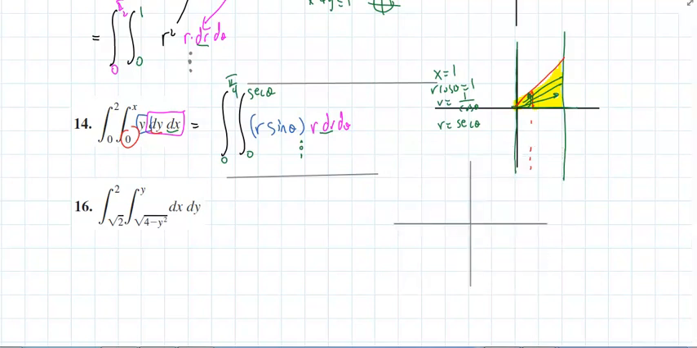So again, we're looking at trying to figure out what this is. When we say x equal the square root of 4 minus y squared, hopefully by now we are comfortable with recognizing that this is the right half of a circle with a radius of 2, right?